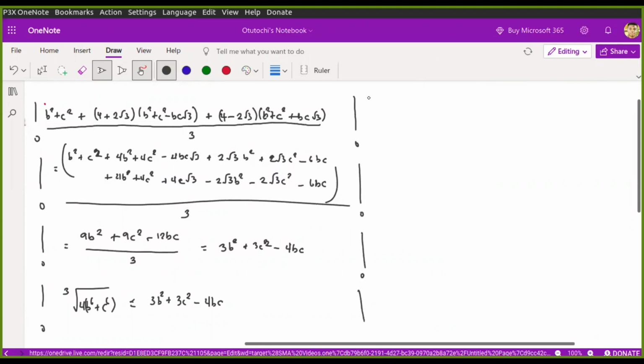So we have the cube root of 4(b^6 + c^6) plus 7bc is less than or equal to 3b squared plus 3c squared, and then we have minus 4bc plus 7bc to give us 3bc, and it just keeps getting nicer.